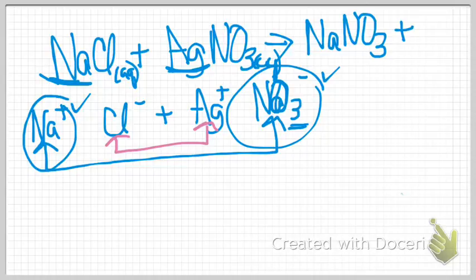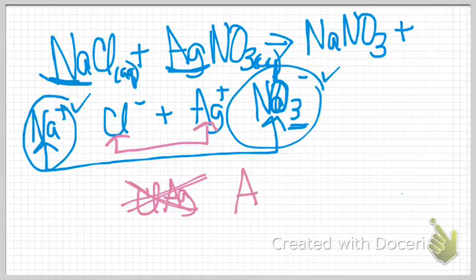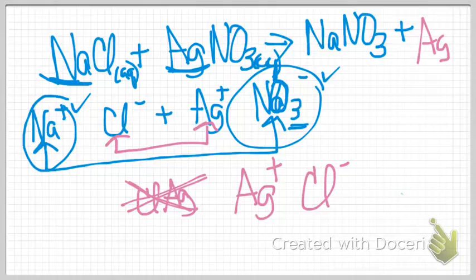Plus, now let's write the formula for this other one. A very common mistake is for students to do this, and this is wrong. You must always put that cation first. Silver has a +1 charge. Chloride has a -1 charge. So the correct formula is AgCl. The cation must go first.